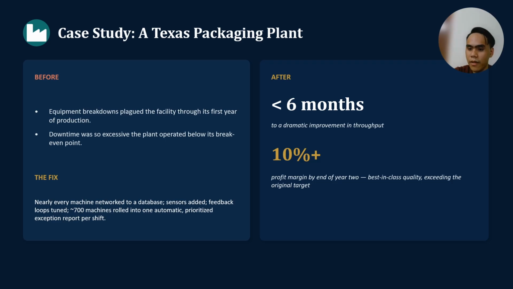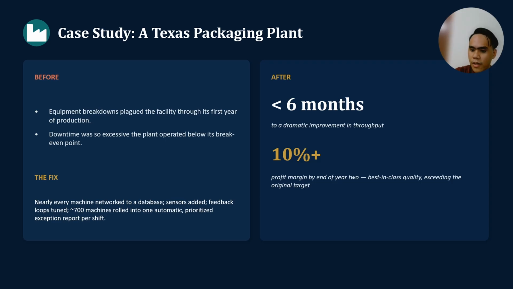The setting is a highly automated packaging plant in Texas. Before, equipment breakdowns plagued the facility for the entire first year of production. The downtime was so excessive that the plant was actually operating below the break-even point, a genuinely dangerous position for any manufacturing operation to be in. Management's response was to make a major investment in a new information system.